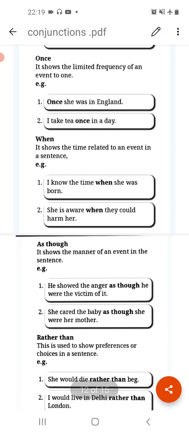Next is once. It shows the limited frequency of an event to one. Like, if the event has very limited frequency, then you can use once. Once she was in England. I take tea once in a day.